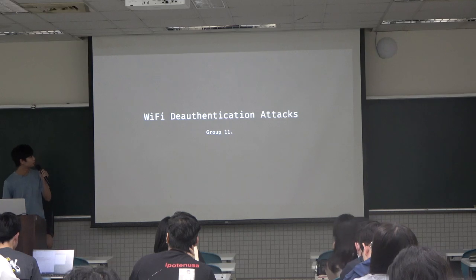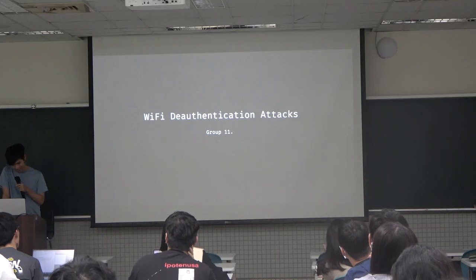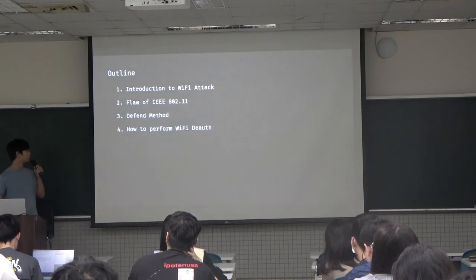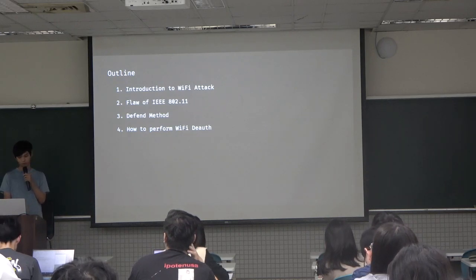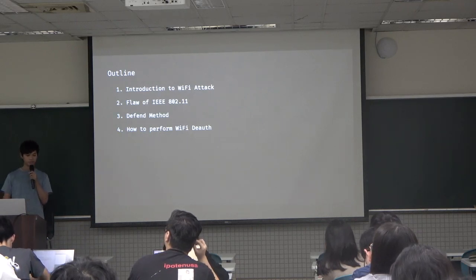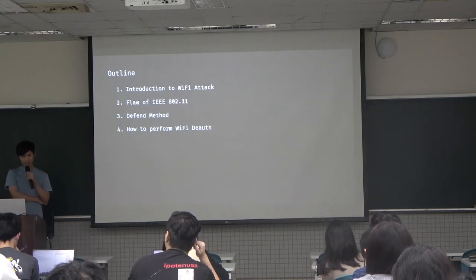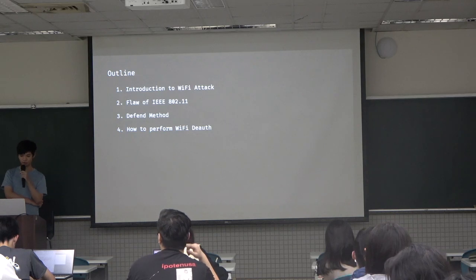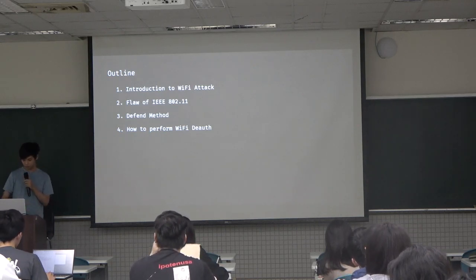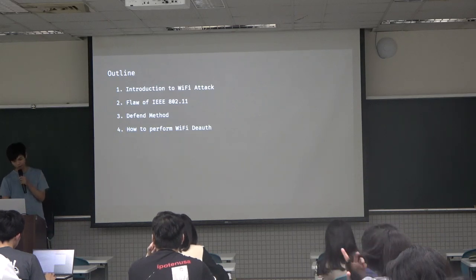Hello everyone. We are Group 11, and our topic is Wi-Fi authentication attacks. And this is our outline. First, we introduce what a Wi-Fi attack is and numerous Wi-Fi attack methods. Second, we will explain why there is a flaw inside IEEE 802.11. Third, we'll explain our defense method and how we attack. And fourth, we'll introduce the hardware we use and how we perform our Wi-Fi DDoS attack.